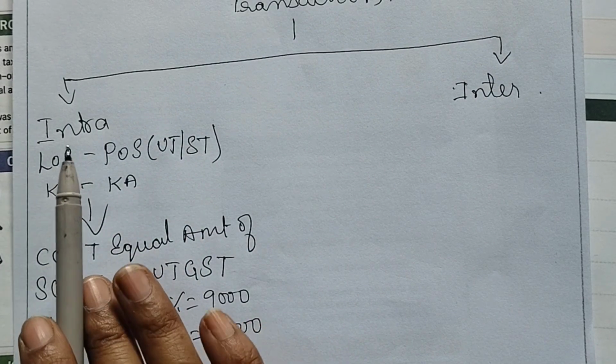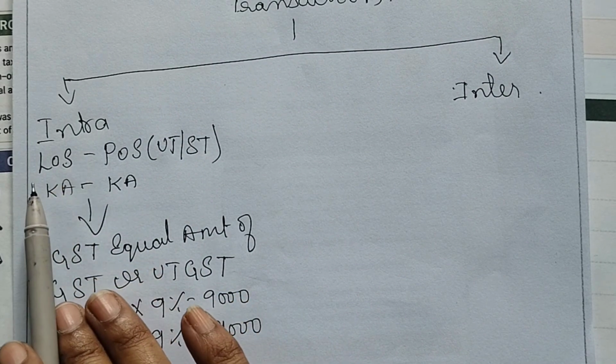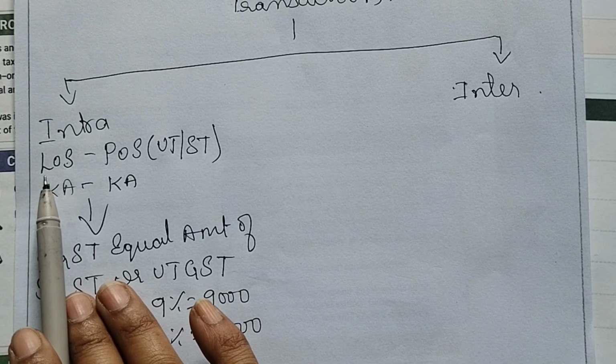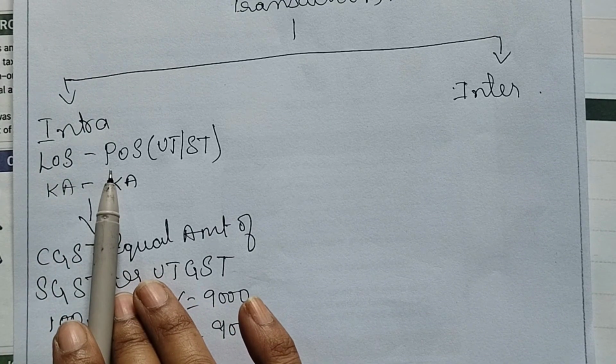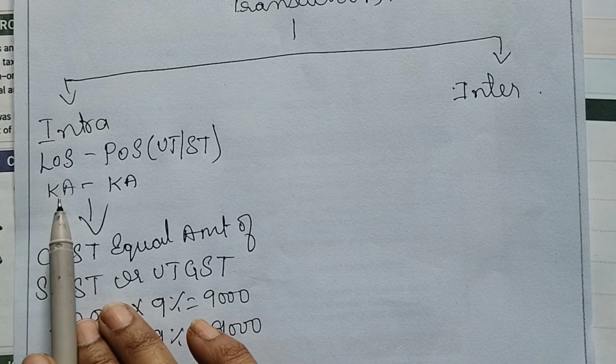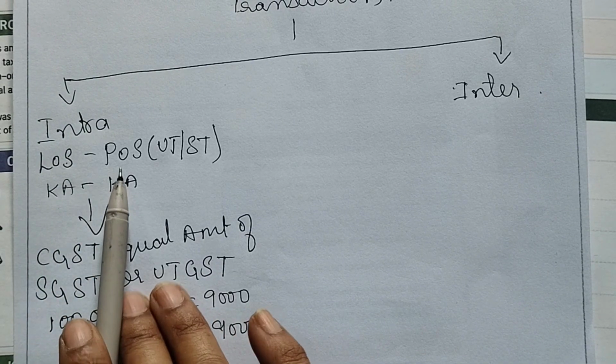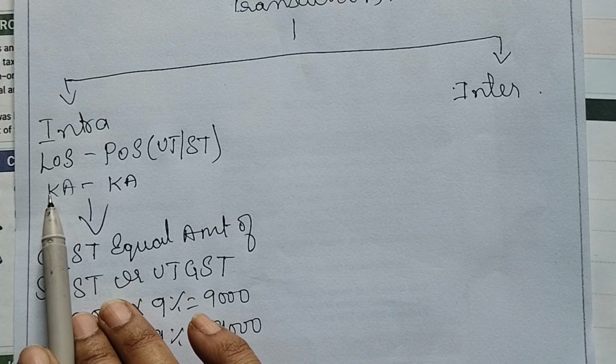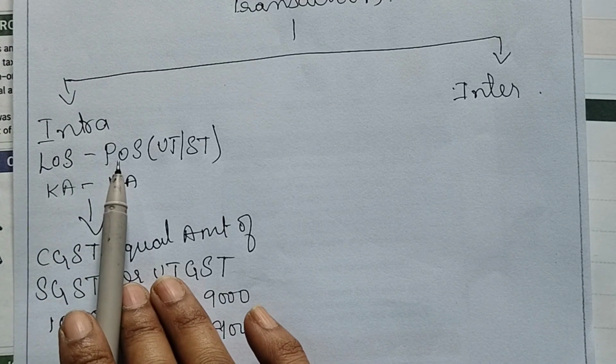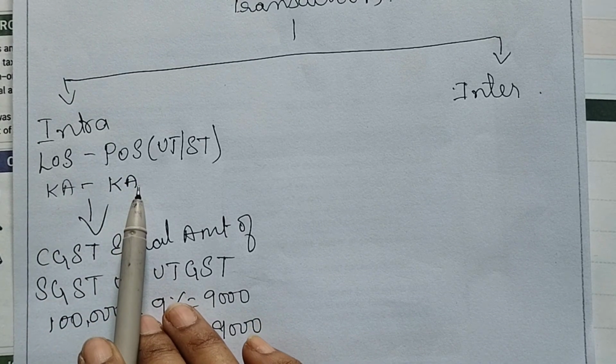Interstate transaction. What is interstate transaction? Here, the location of supply and place of supply will be the same. For example, inside Karnataka only. The location of supply is Karnataka, and the place of supply is also in Karnataka only.